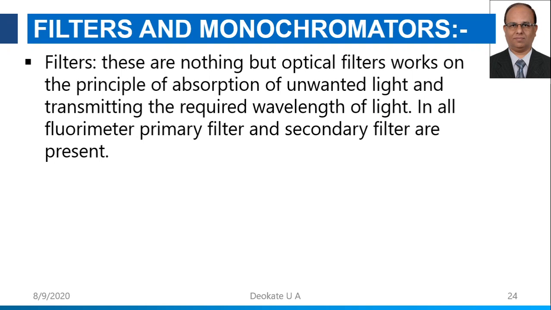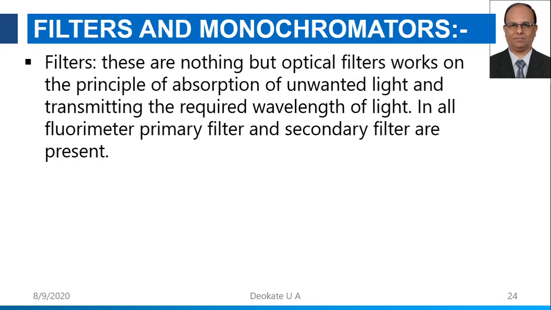Then the second component is filters and monochromators. If you are using filters, these are nothing but optical filters working on the principle of absorbing unwanted light and transmitting the desired wavelength of light to the other part. We have studied the absorption filter. They are colored glasses or colored dyes imbibed between two transparent plates. Here also we can use the interference filter.